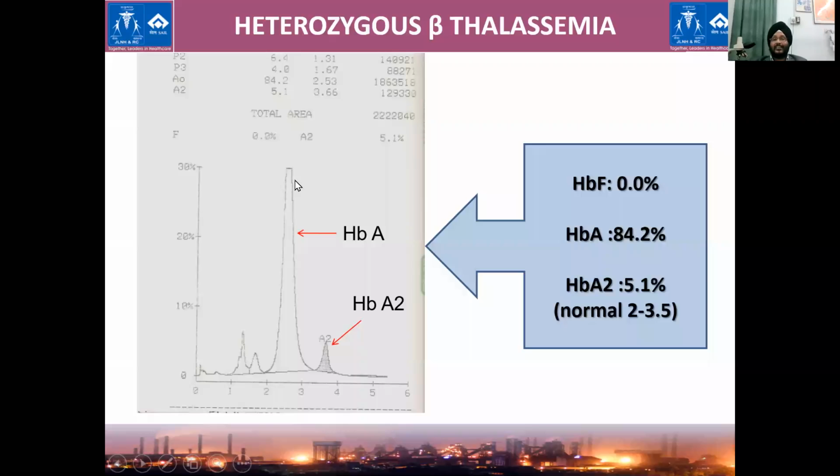Coming to the next graph, it is a classical case graph of beta thalassemia trait, that is heterozygous beta thalassemia. We see the HbA2 is 5.1, that is it is raised. Normally it should be less than 3.5, and in this F was 0, but F can be raised, as I said, sometimes even up to 5 or 7%, but generally it is less than 2%.